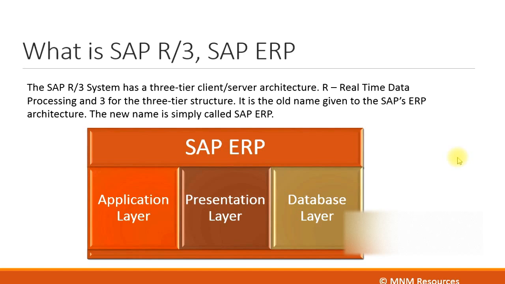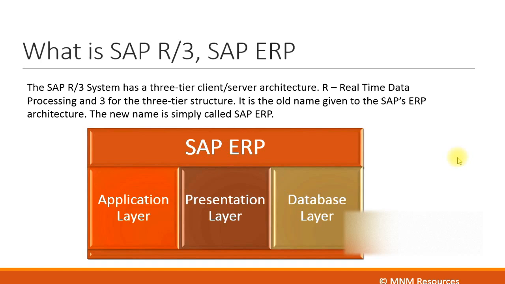So what do these 3 layers do? Let's start off with the presentation layer. That's the SAP screen which you log into. It's called the SAP GUI, standing for Graphical User Interface. It presents to the customer or the client, and that's the screen which you use to do all your transactions. The main graphical user interface screen, that's called the presentation layer.